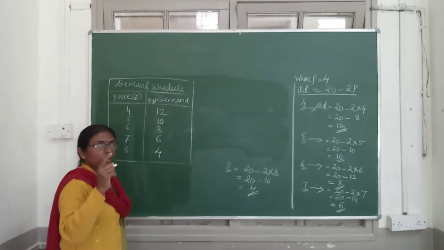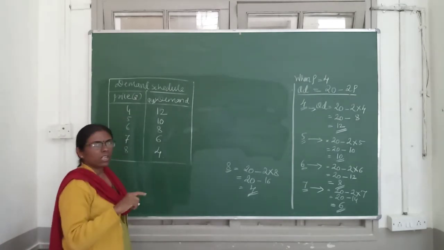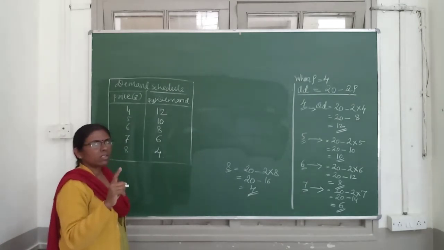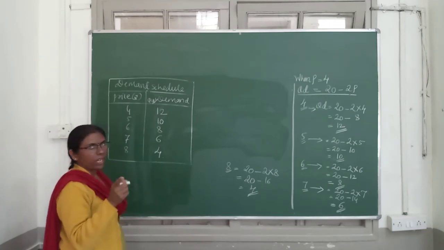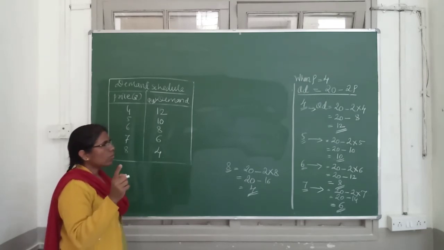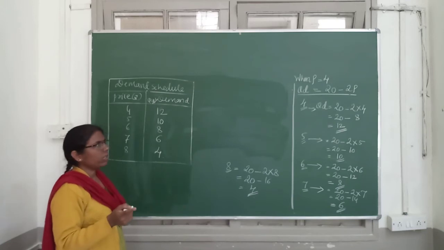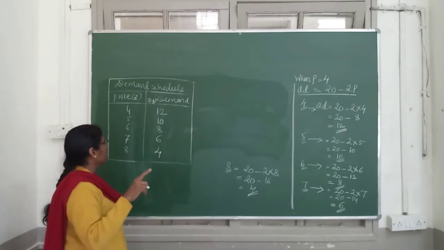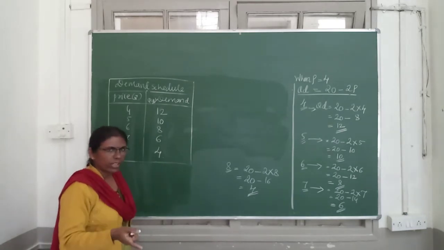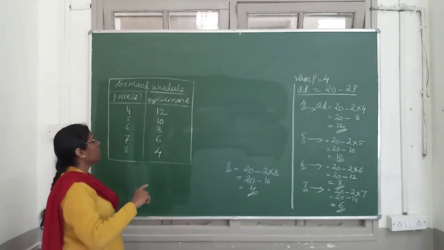Yes. So what we discussed? 20 minus 2p. So 20 minus 2p. When price increases by 1 unit, the demand decreases by 2 units.